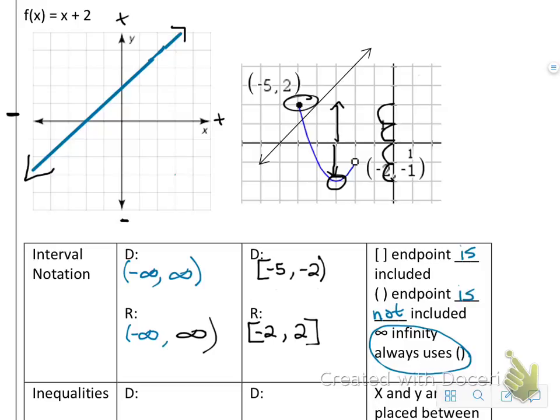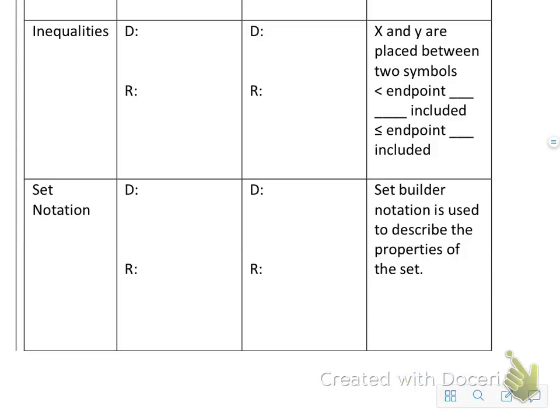Now, let's continue and learn about inequalities. Inequalities are whenever you have the symbols like this, okay, where it's less than and greater than, and x and y are placed in the middle. If it does not have a line, the endpoint is not included. What do I mean by a line? I mean this, the or equal to. If it does have a line, the endpoint is included. So we can take what we just did and just write it differently. And it means the exact same thing.